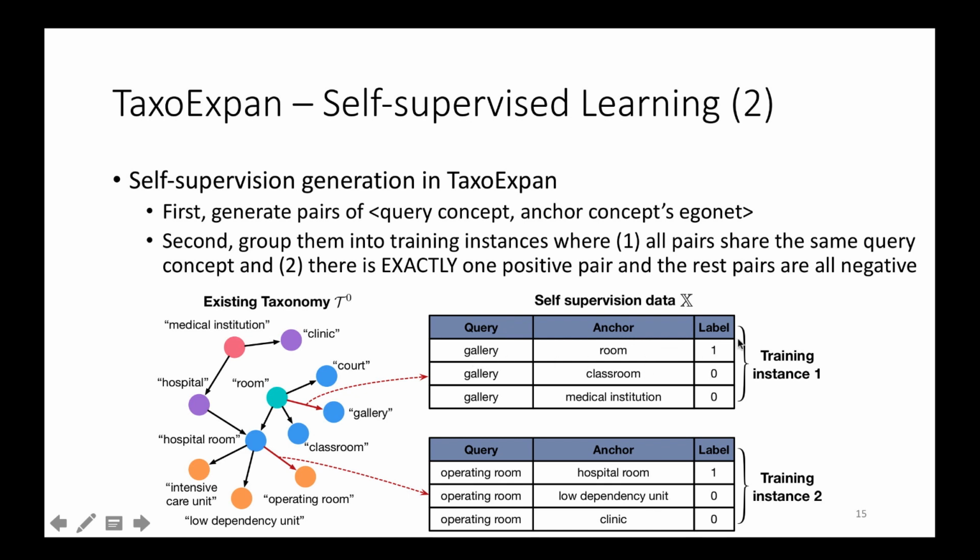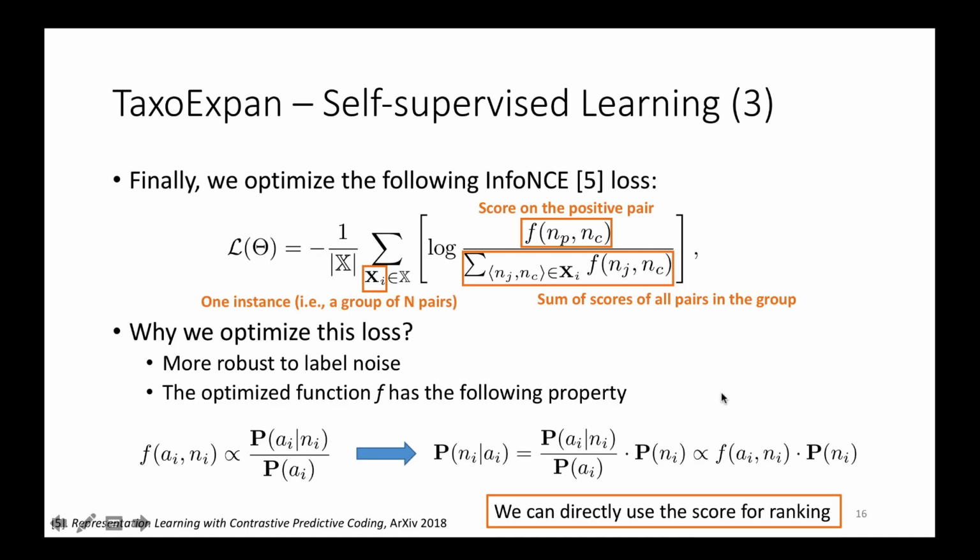Exactly one pair is the positive pair. All the others are negative pairs. Similarly for the other training instance. Then, given those training instances, we optimize the following InfoNCE loss. This loss is essentially the cross-entropy loss of correctly classifying the positive pair out of n possible choices. And those matching scores serve as the model-predicted logits. So this is our optimized loss.